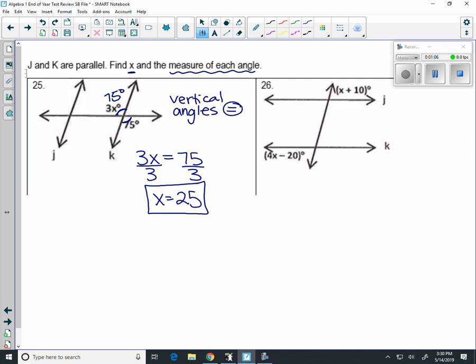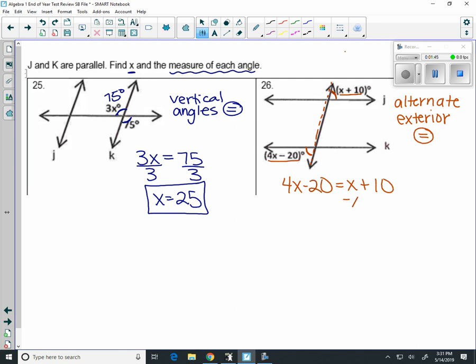Awesome. On to the next. These two are outside the parallel lines, so they're going to be exterior. They're on opposite sides of the transversal, so they're alternate. They're alternate exterior angles. Alternate exterior angles are equal. So I can set 4x minus 20 equal to x plus 10. And I can solve from here.